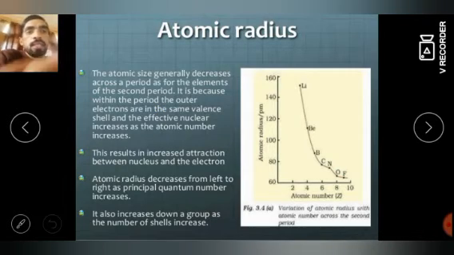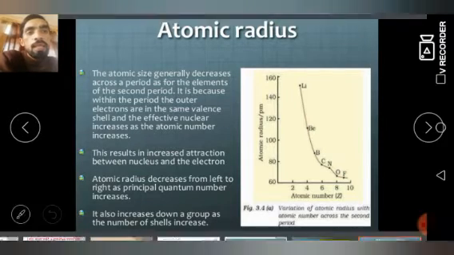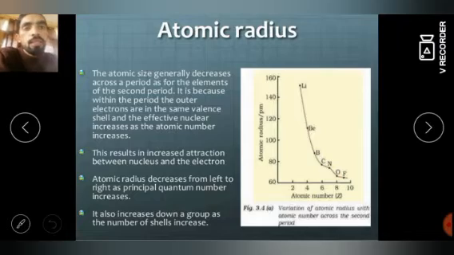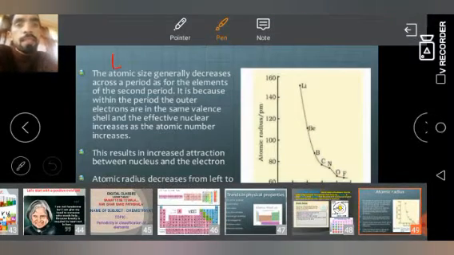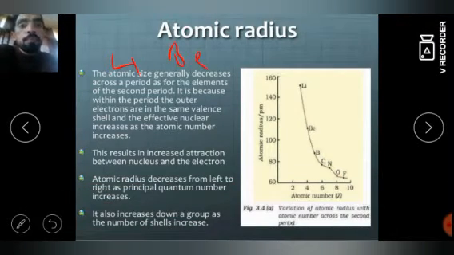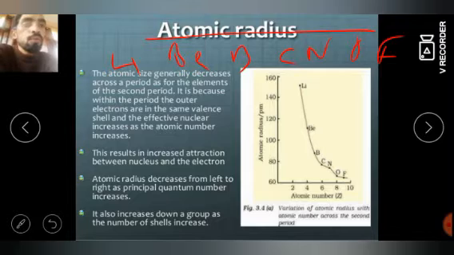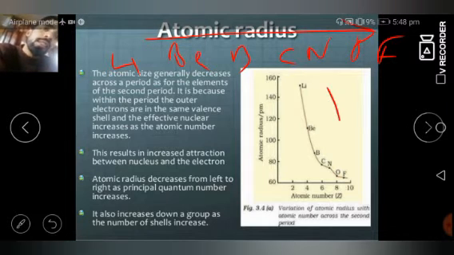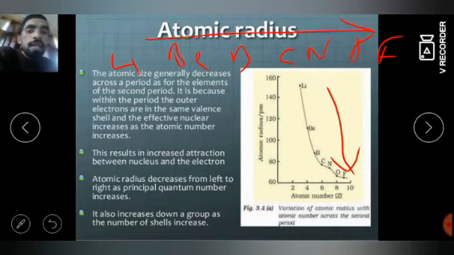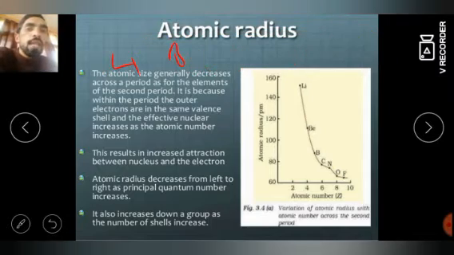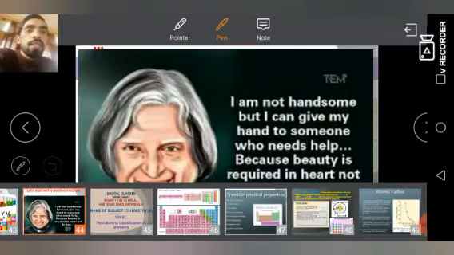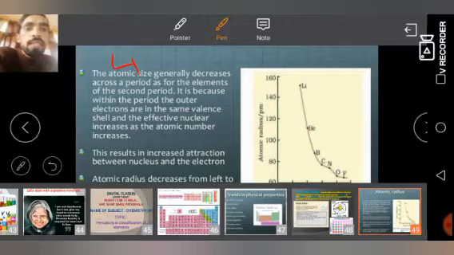Now next, we will see with the help of this graph. This graph is representing lithium, beryllium, boron, carbon, nitrogen, oxygen, fluorine. It means that along the period it is lithium, beryllium, boron, carbon, nitrogen, oxygen, fluorine. When we move from left to right, it is decreasing. You can see the graph is decreasing. It means that this decreasing graph proves that from left to right, atomic size is generally decreasing.